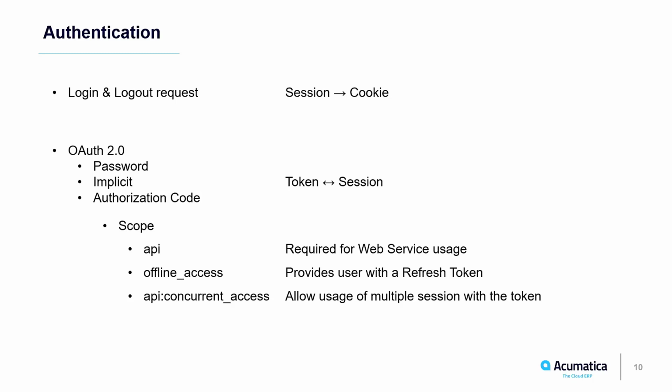The offline access scope is used so that when you perform the OAuth token request and you provide the offline access scope, you will be provided with a refresh token. This refresh token is valid for a period of a month since the original request that you use to get the first token.